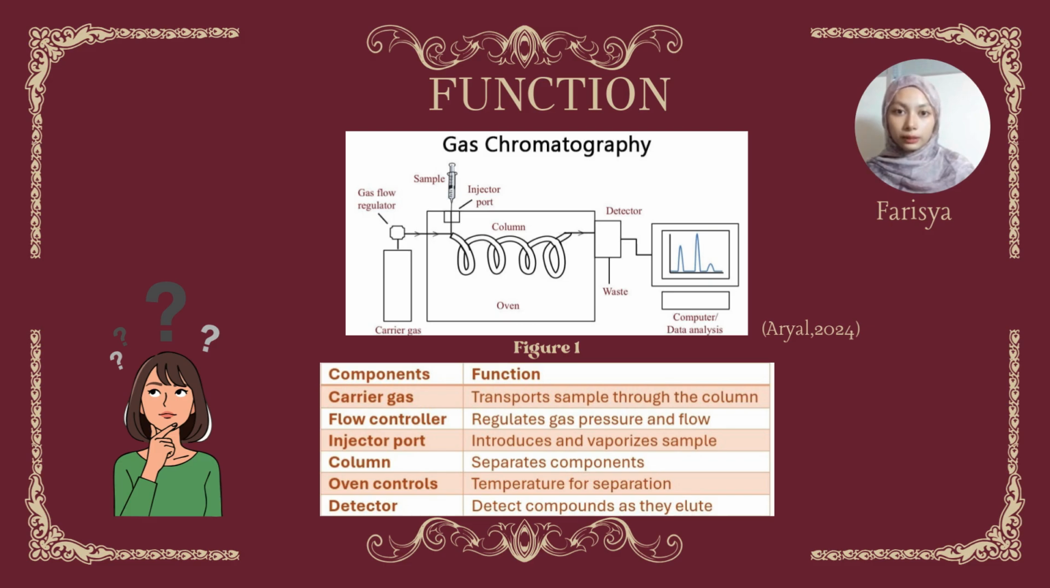The vaporized sample then enters the column, which is the main part where separation happens. Different components in the sample interact differently with the stationary phase inside the column, causing them to separate. The column is placed inside an oven, which controls the temperature to improve separation efficiency and analysis time. As the separated components leave the column, they are detected by the detector. The detector converts them into electrical signals, which are displayed by the data system as a chromatogram. Finally, the carrier gas is safely released through the exhaust.